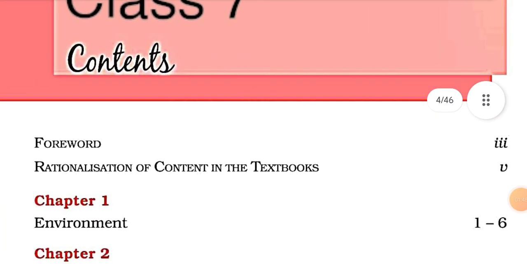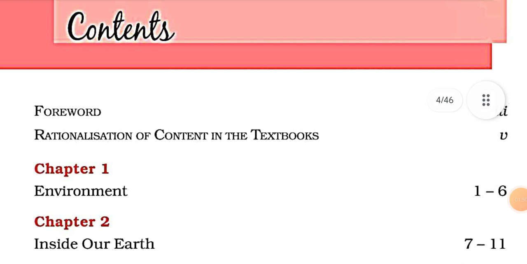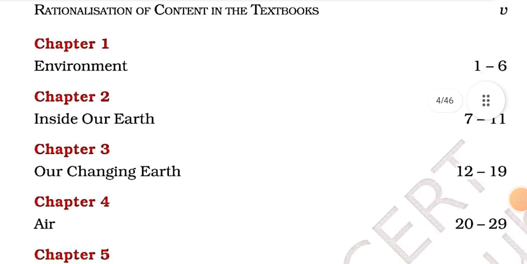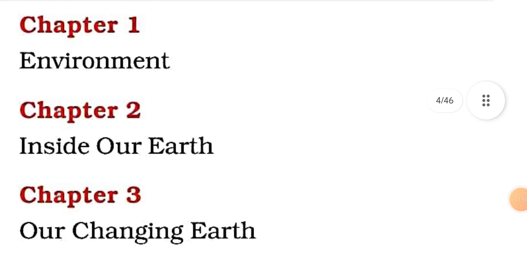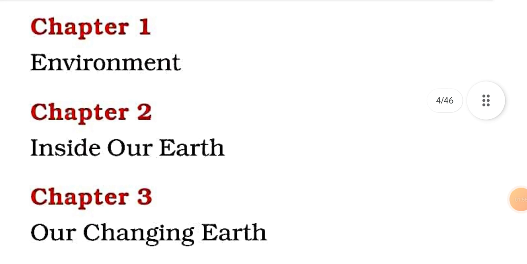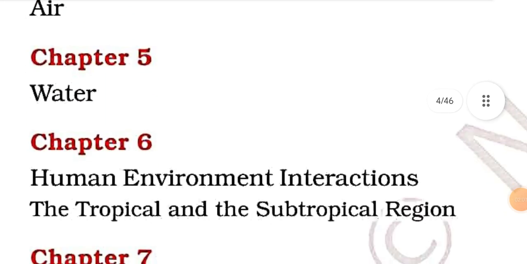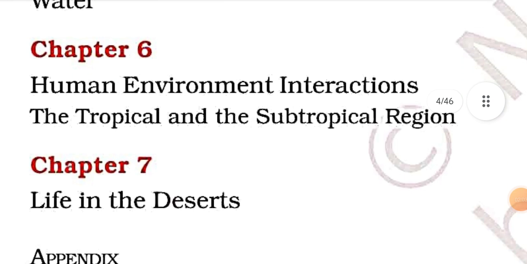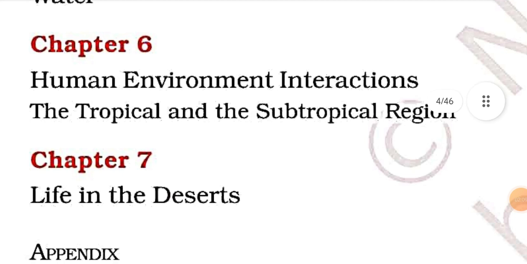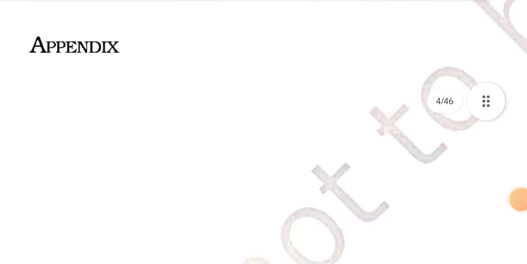Class 7 Contents. Geography. Foreword. Rationalization of content in the textbook. Chapter 1 Environment. Chapter 2 Inside Our Earth. Chapter 3 Changing Earth. Chapter 4 Air. Chapter 5 Water. Chapter 6 Human Environment Interactions, the Tropical and the Subtropical Region. Chapter 7 Life in Deserts. Appendix.